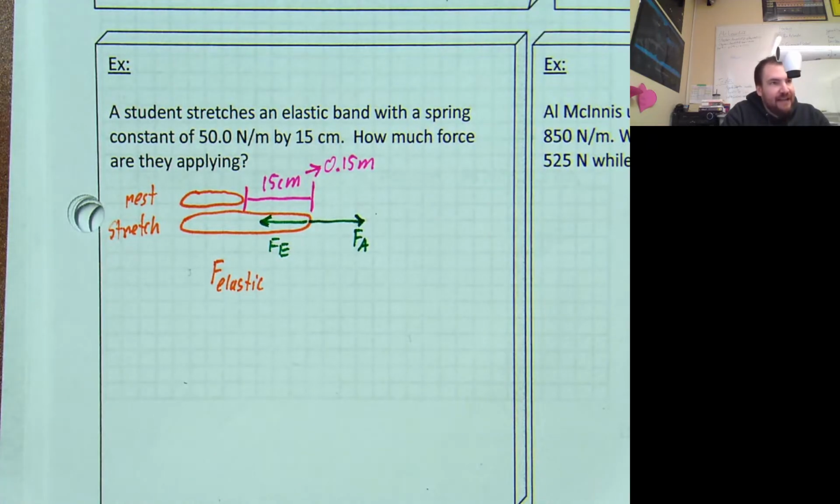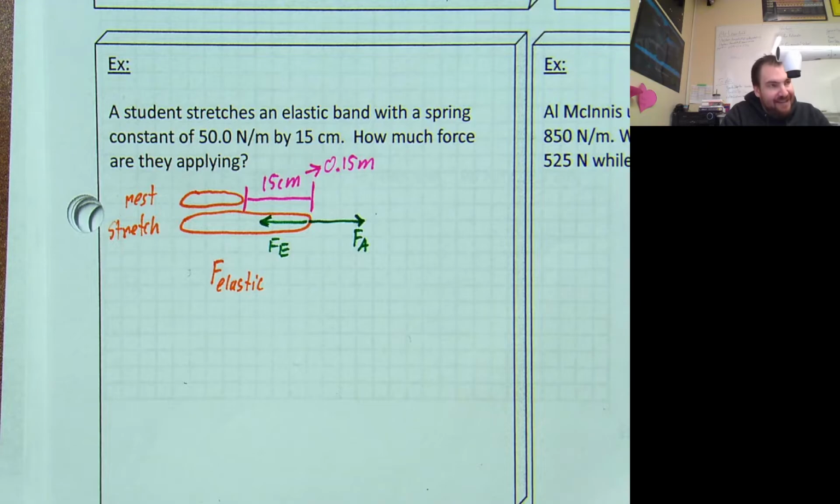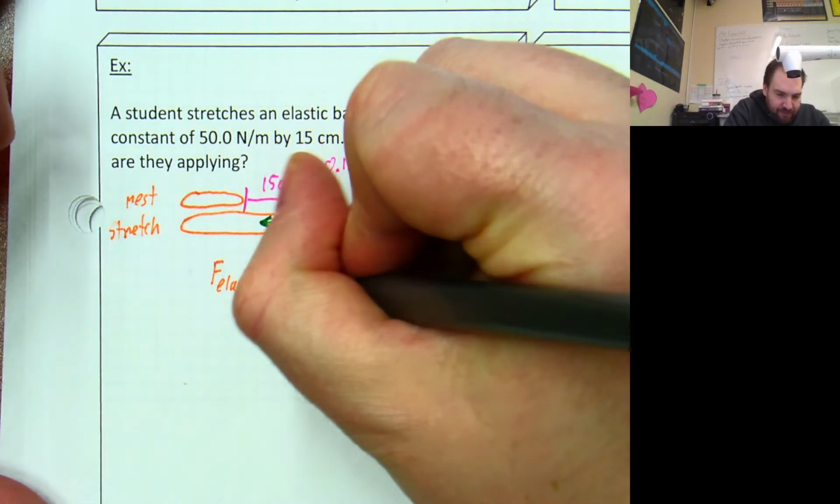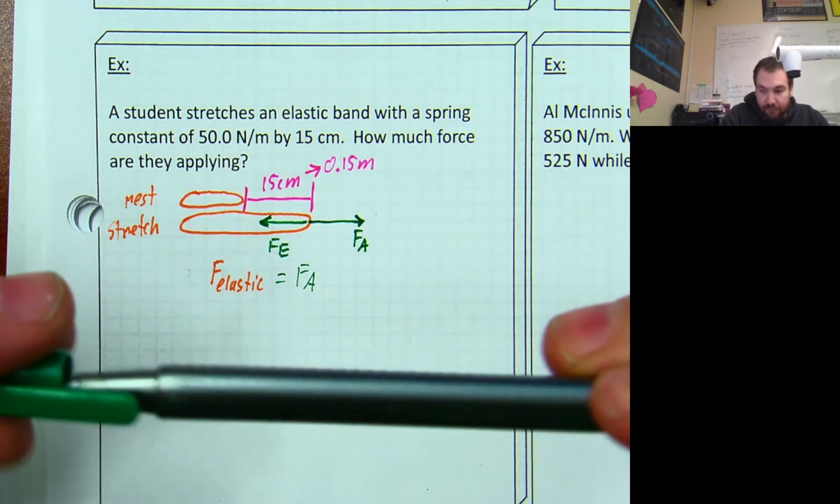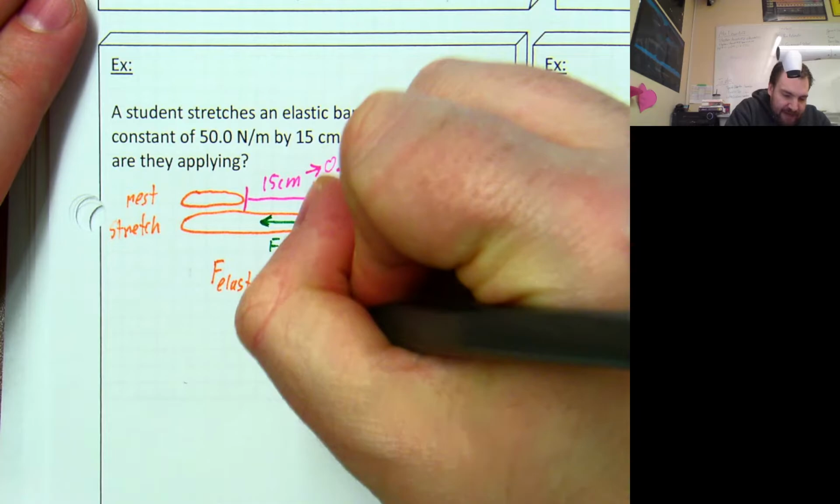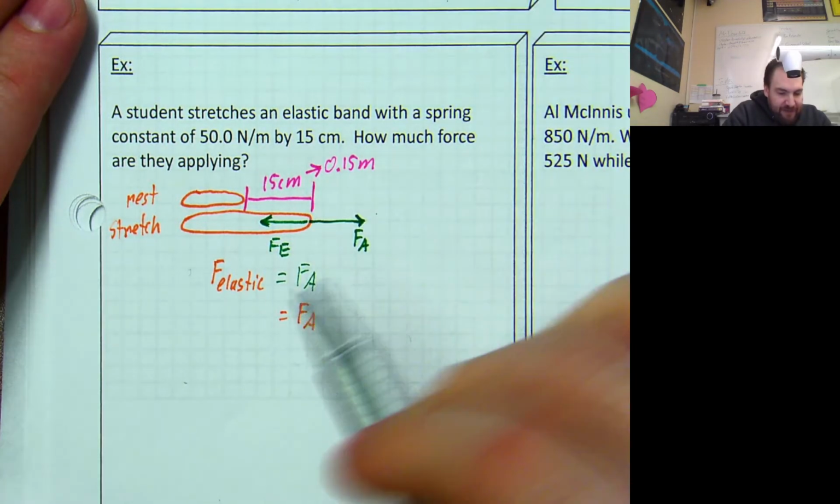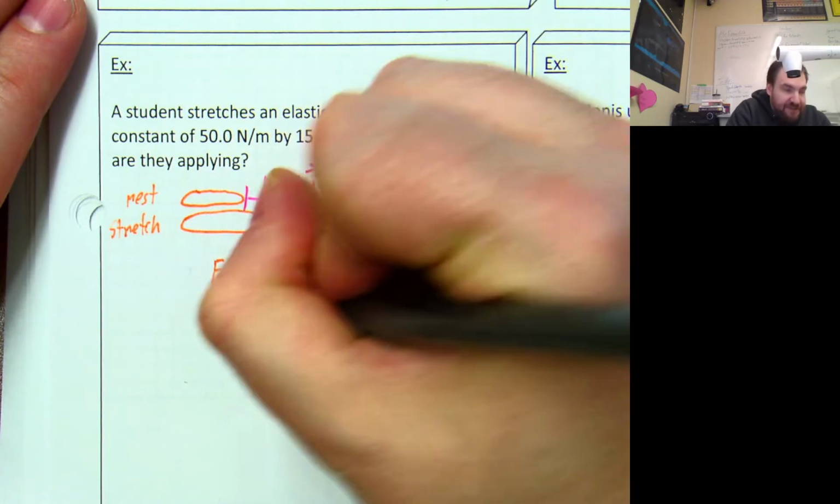So you've got F elastic and F applied. The F elastic is the rubber band trying to pull back. The F applied is what the student is actually doing. And in this case, they are equal to each other because it's being held there. So we can then say that the F applied is going to be equal to my F elastic, and we know F elastic is given to us by this expression, Kx.